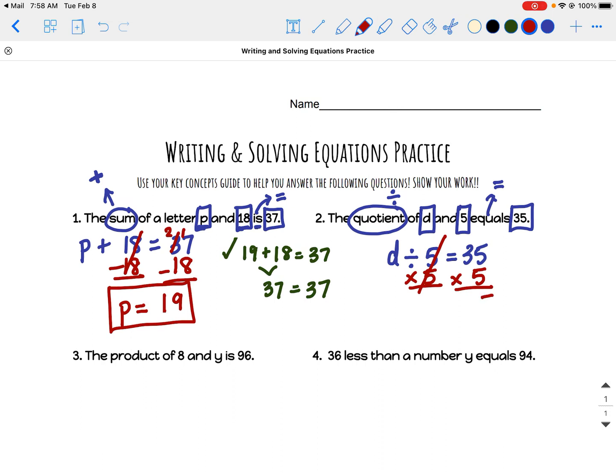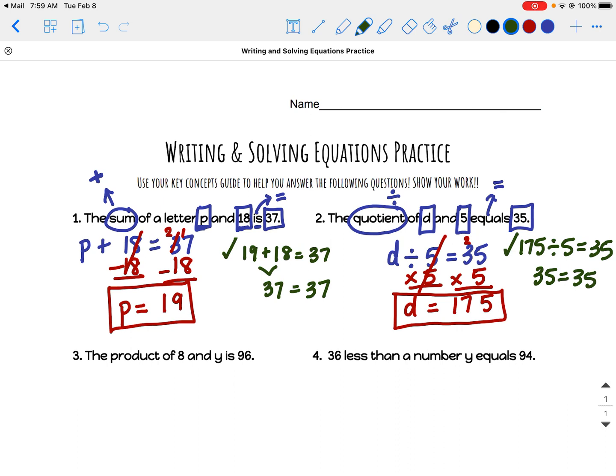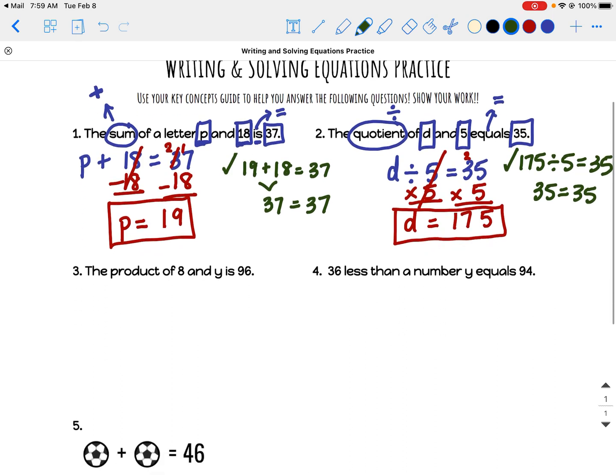So 5 times 5 is 25. I'm going to keep the 5, carry that over. 5 times 3 is 15, plus 2 is 17. So I know D equals 175. Now, before I'm confident, once again, I'm going to plug it in and check. 175 divided by 5 equals 35. Let's see if that's actually true. And I could break out my calculator if that's not something I can do in my head. So I'm going to do 175 divided by 5, and that does equal 35. So once again, I could be confident that 175 is correct. All right, let's keep moving on.